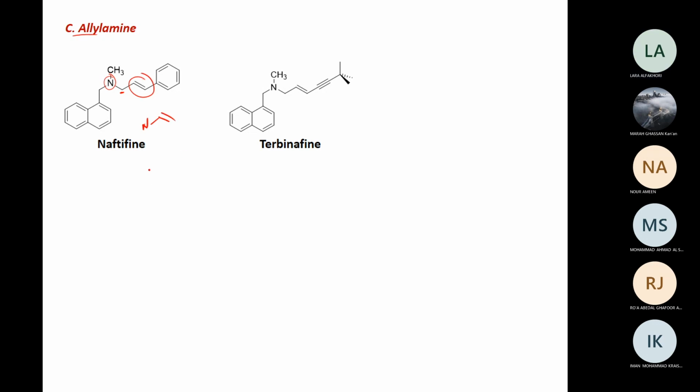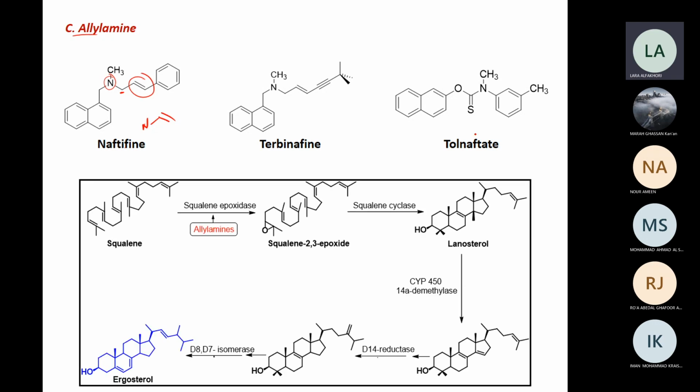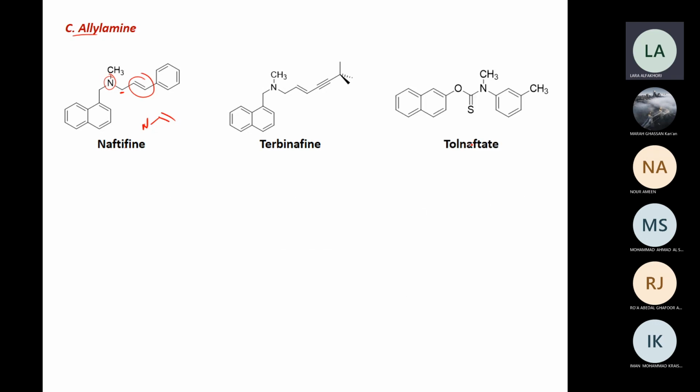All right. Now tolnaftate is also a drug that inhibits ergosterol biosynthesis via the same mechanism as naftifine and terbinafine, which are allylamines. But it is not considered an allylamine. It has a functionality completely different from those allylamines. Can you guess what is this functionality?